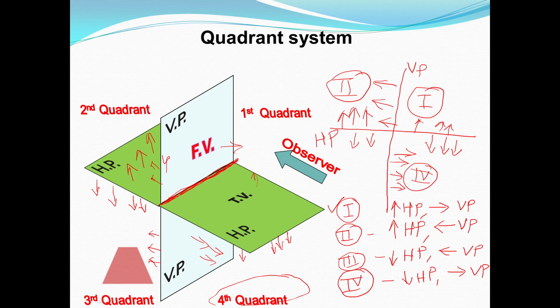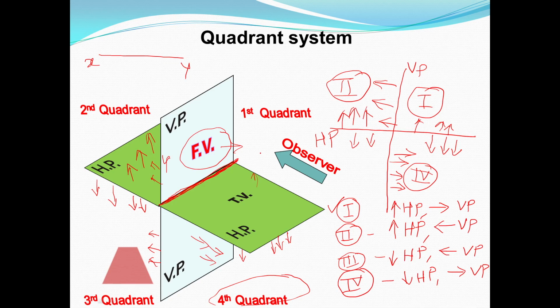So the intersection of these two planes gives us, in front view, a line. That line is named the xy line. So xy line means the observer is looking towards this first quadrant. The intersection line is the xy line. And if you are looking from the front, we get the front view on the vertical plane.